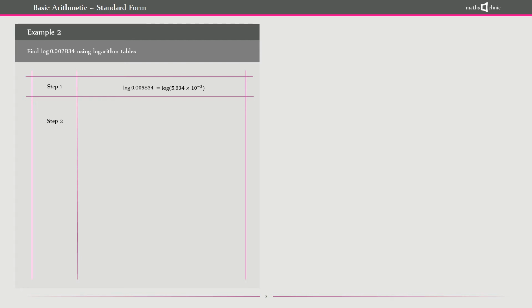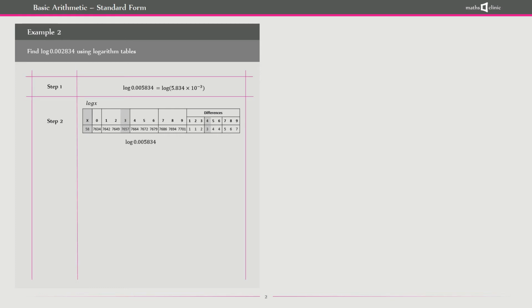The next thing we want to do is find the numbers in the decimal places, and to do that, we use our logarithm tables. So the number we're considering this time is 2834. So we're looking at 28 under 3 difference 4. So 28 under 3 is 7657, and difference 4 is 3. If I add 3 to 7657, I would have 7660.